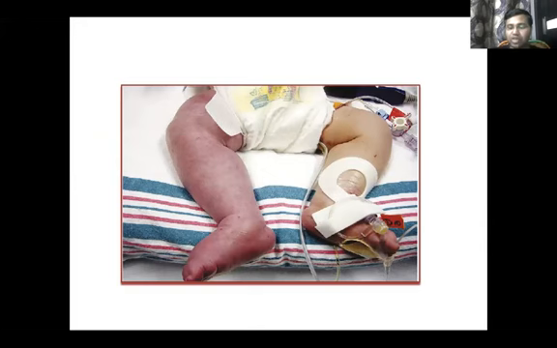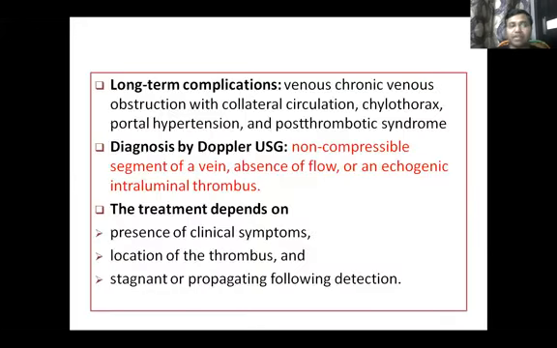Then once you diagnose, how do you have to treat? Before treating, what are the long-term complications? Yes, there is collateral circulation, chylothorax, portal hypertension, post-thrombotic syndrome. Diagnosis is by ultrasound. The treatment again depends on the presence of clinical symptoms, the location, and whether the thrombosis is stagnant or propagating.